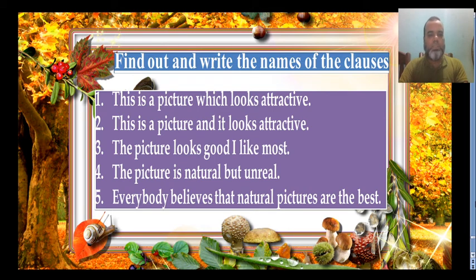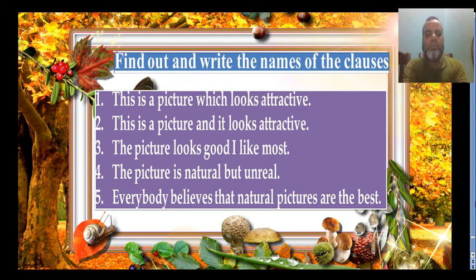Think about the first. This is a picture which looks attractive. This is a picture is a clause, and which looks attractive is another clause. This is a picture expresses the full meaning, so it is a principal clause. And which looks attractive doesn't express the full meaning. It has to depend on this is a picture to express the meaning. So which looks attractive is a subordinate clause.